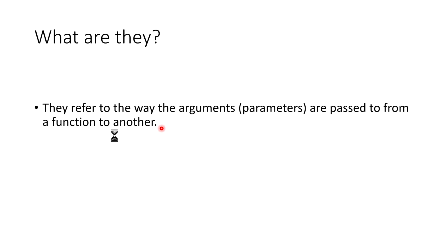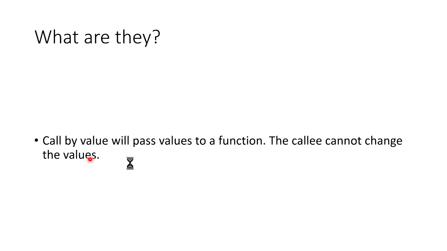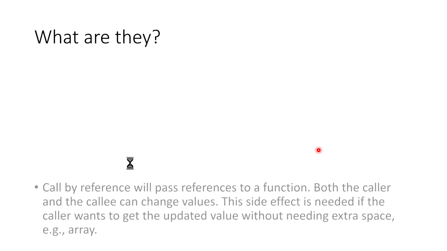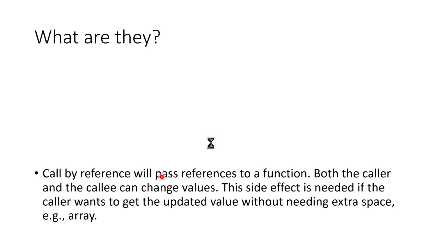They refer to the way the arguments, or you can say parameters, are passed from one function to another. Basically a function may receive some values from the caller. For call by value, we'll pass values to a function. So the callee, the one being called, cannot change the value. You only get a value and manipulate the values, but cannot change the original value. Whereas call by reference will pass the references to a function.